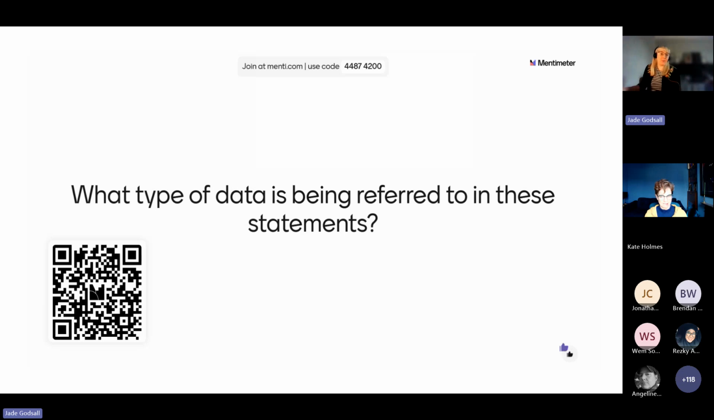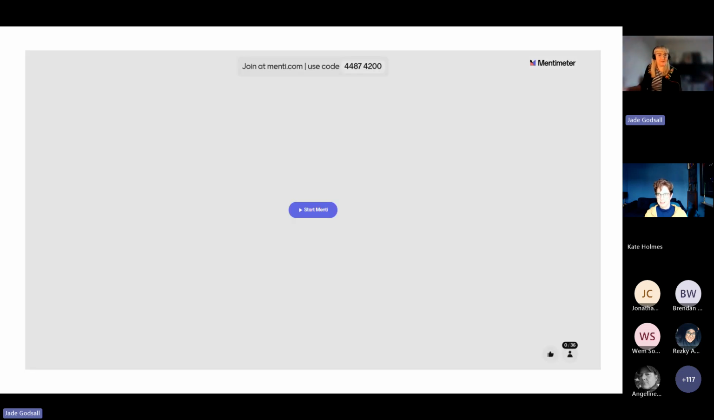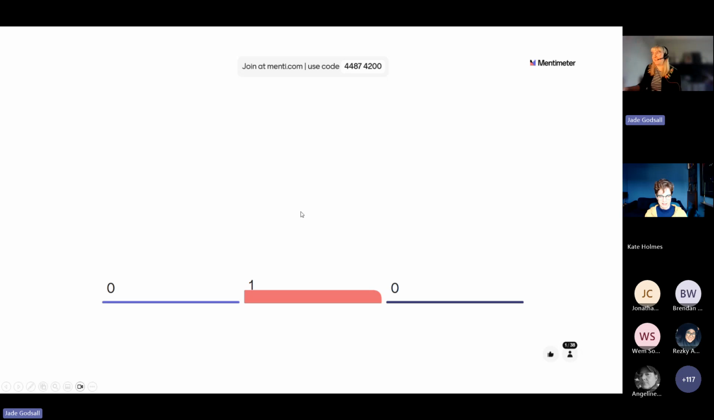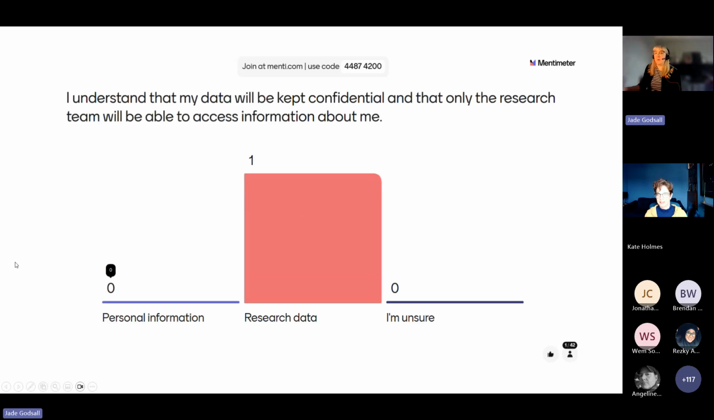Right, I want you to think about what type of data is being referred to in these statements. I will apologize, I have to start it every time. So: I understand my data will be kept confidential and that only the research team will be able to access information about me. Do people think that's personal information, research data, or are you unsure?